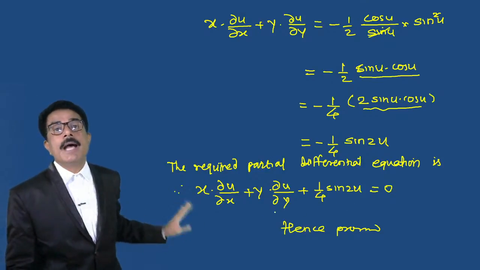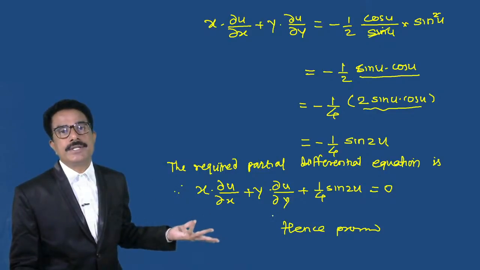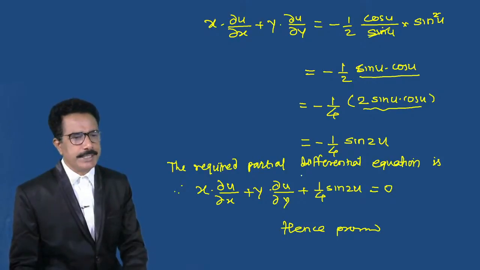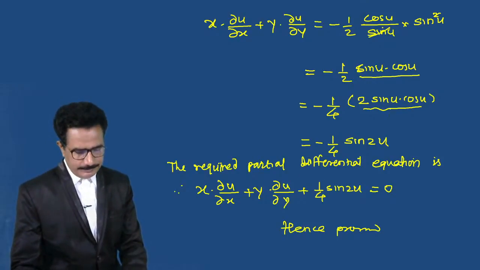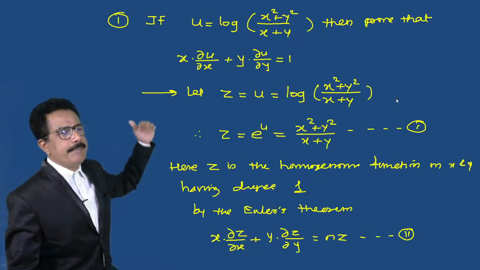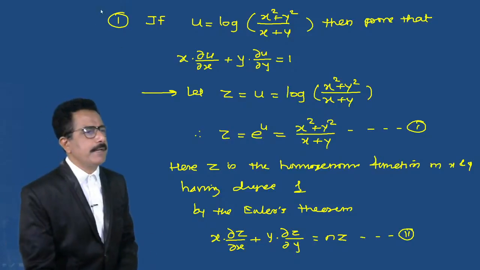This is the application of Euler's equation for homogeneous function. This can be used only for homogeneous functions, keep that in mind. Okay, now we shall move towards the second example. Now we will go to the second example, same process, example number 2.